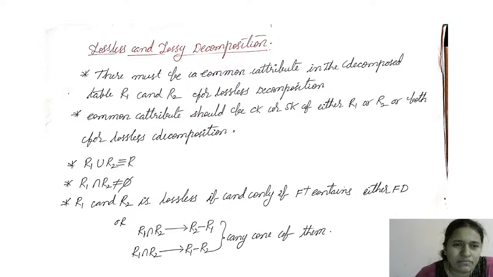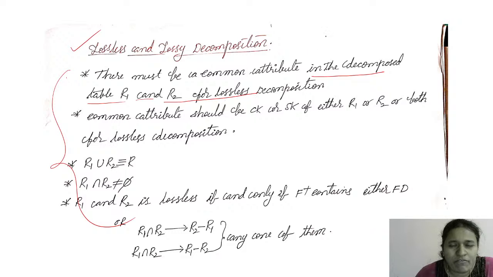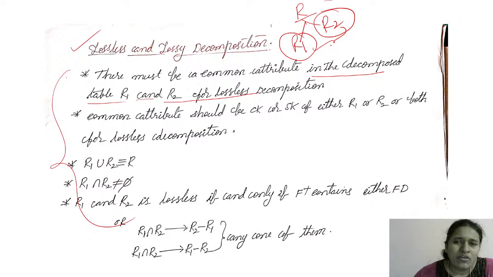Here we will see what is lossy and lossless decomposition. For lossy and lossless decomposition, we have to remember these things, friends. There must be a common attribute in the decomposed tables R1 and R2. If we are dividing the given relation R into R1 and R2, in R1 and R2 there must be a common attribute, right? What is the need of the common attribute? To combine these two relations, right? A common attribute should be there.